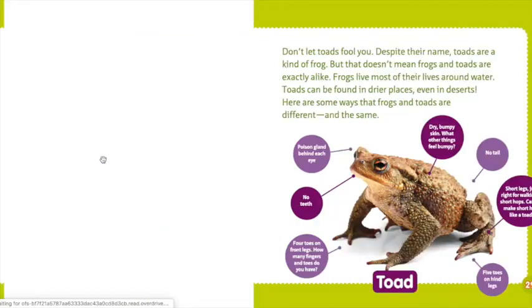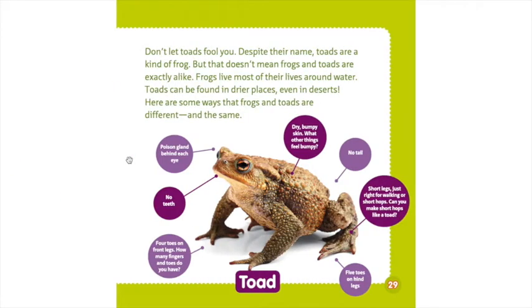So we already read about the frog over here. Now we'll read about the toad. They have a poison gland behind each eye. No teeth. 4 toes on their front legs. How many fingers and toes do you have? 5 toes on their hind legs. Short legs, just right for walking or short hops. Can you make short hops like a toad? No tail. Dry, bumpy skin. What other things feel bumpy?